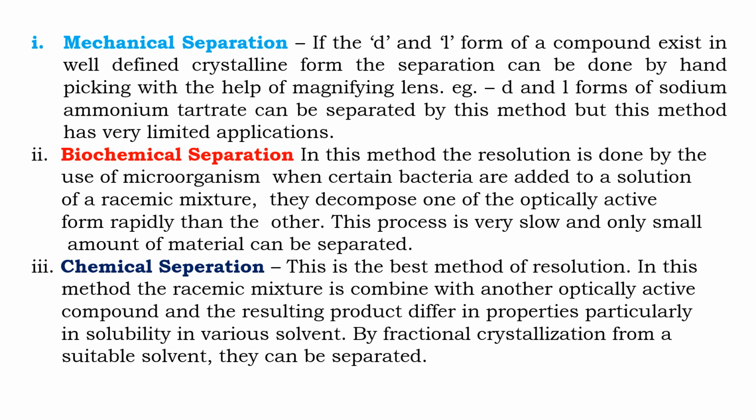In chemical separation, this is the best method for the resolution process. Here, we use certain compounds so that the compound particularly combines with either the D or L isomer. You got it? I am adding a particular stereogenic compound to a racemic mixture, and this stereogenic compound only reacts with either the dextro or the levo. That means the reaction is highly stereospecific, and from the resulting solution, on fractional crystallization, one of the isomers will be separated out. This is the chemical separation.